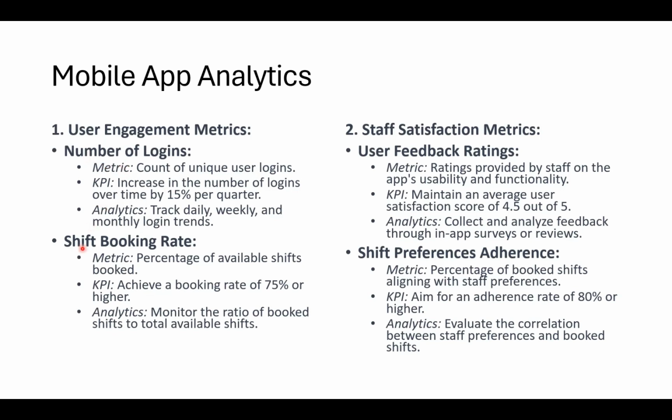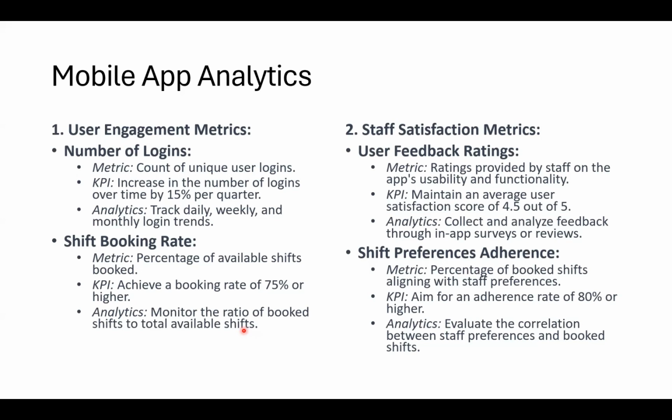As a data analyst, you want to look at the shift booking rate. And the main thing there is the percentage of available shifts that are booked. It's not like we put stuff there and they are not using it. And we've set a goal, we've set a benchmark, we've set a KPI, a key performance indicator, that we should achieve a booking rate of 75% or higher. As an analyst, you want to gather the data, monitoring the ratio of booked shifts to the total available shifts. It's not like 100 shifts booked, 50 called the office, 50 did it from the app. That's not where we want to be.